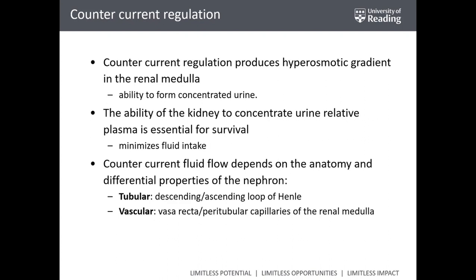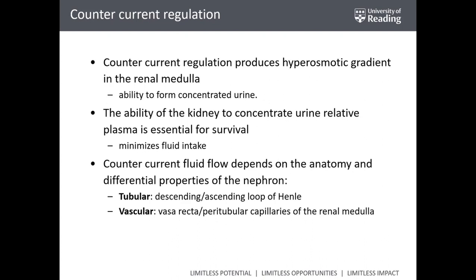So the countercurrent regulation produces a hyperosmotic gradient in the renal medulla. And that is the ability to form concentrated urine. This is due to the fact that the kidney is able to concentrate urine relative to plasma. And this is essential for survival, as I mentioned, in hostile environments, and it allows to minimize the fluid intake. The countercurrent function depends on the different functions and structures of tubules along the nephron.